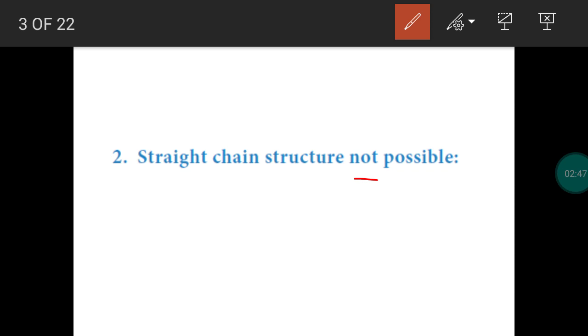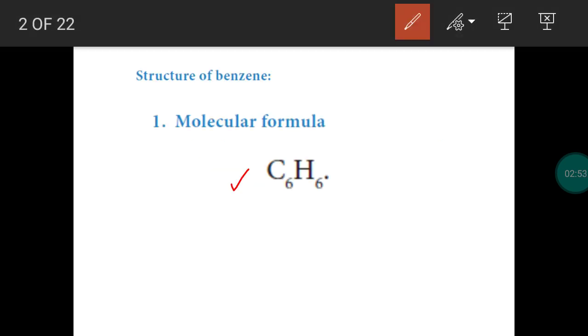So we know the general formula of alkane, CnH2n plus 2. So n value 6 means definitely hydrogen should be more than 6, isn't it? So benzene cannot be an alkane. 6 carbon atoms present means definitely there should be 14 hydrogen atoms. So CnH2n plus 2 is the general formula of alkane. Substitute 6 instead of n. So there should be 14 hydrogen atoms. So molecular formula of benzene is C6H6. It indicates that benzene is not an alkane.